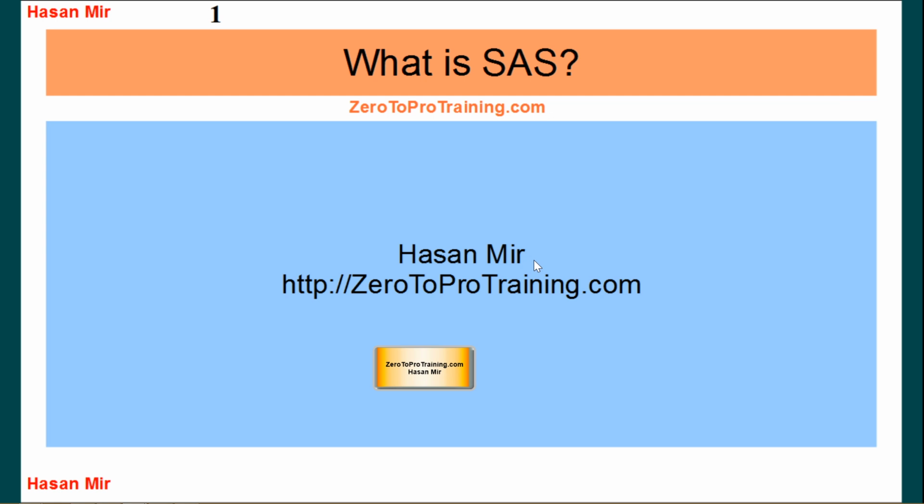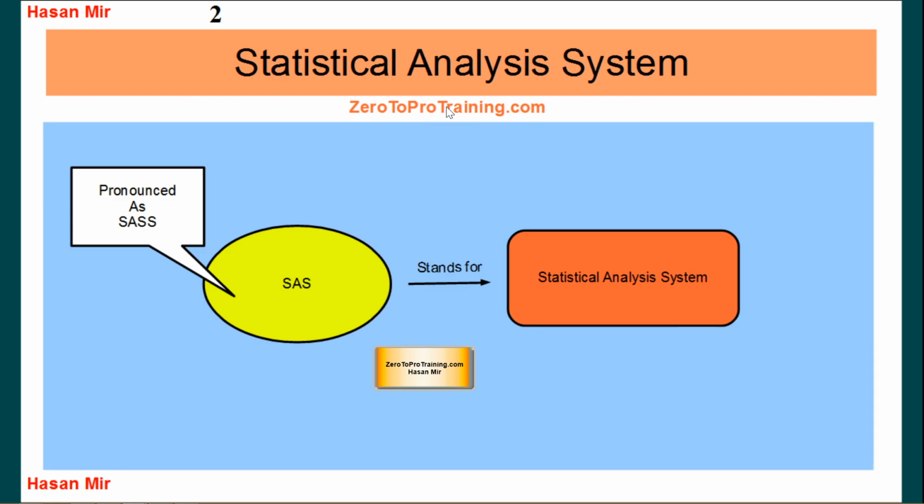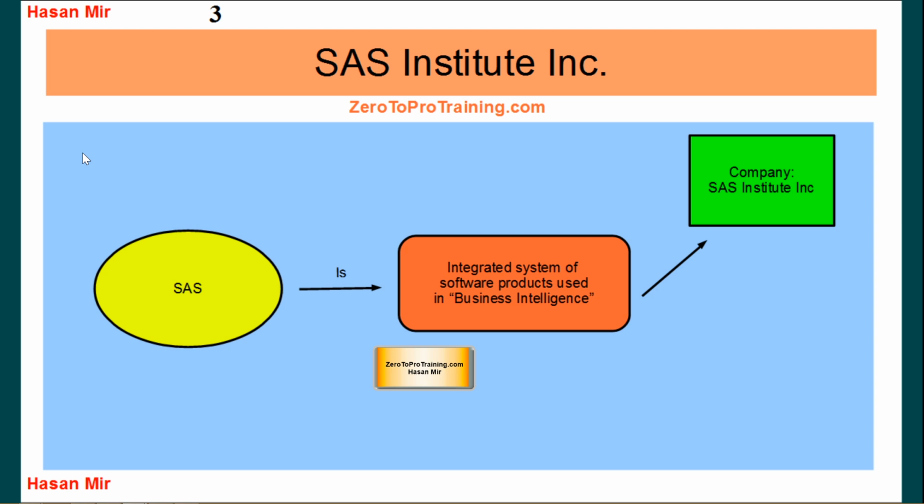In this session, we will talk about what is SAS. SAS stands for Statistical Analysis System, pronounced as SAS. SAS is an integrated system of software products used in business intelligence. These products are owned and maintained by the company SAS Institute Inc.